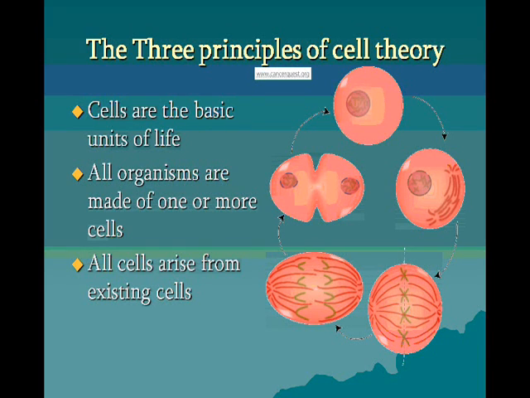Also, all organisms are made of 1 or more cells. We know that things like bacteria and amoebas only have 1 cell, but larger things like plants and animals are composed of many, many cells. And the third principle is that all cells arise from pre-existing cells. So a cell is not born from nothing. A fly's cell does not come from rotting meat. There has to be an existing cell in order to make a new cell. So you will need to know those three principles of cell theory for the exam and also the final exam. So make sure you jot those down and take some notes.